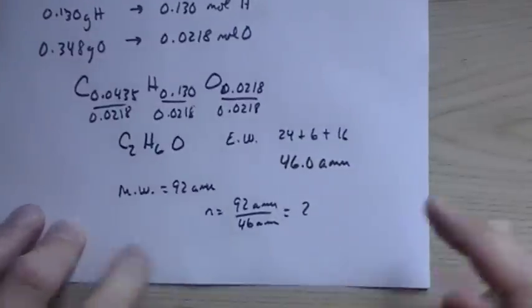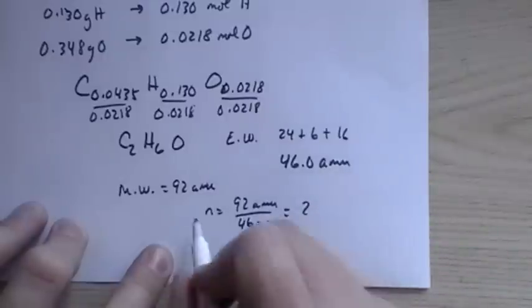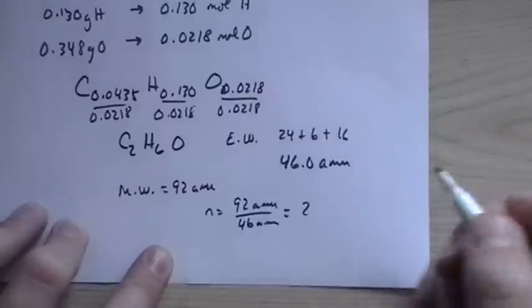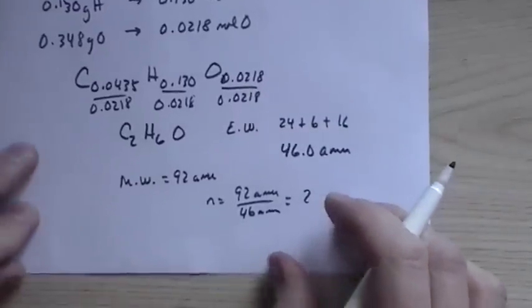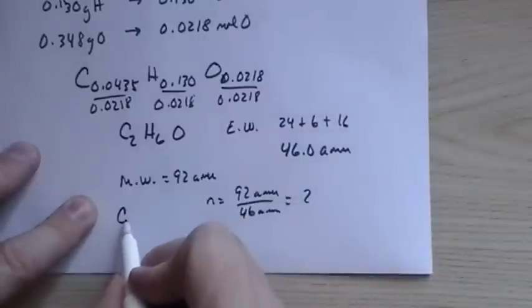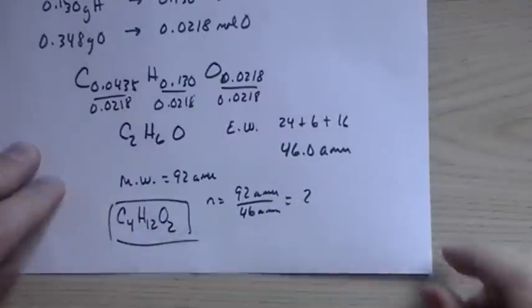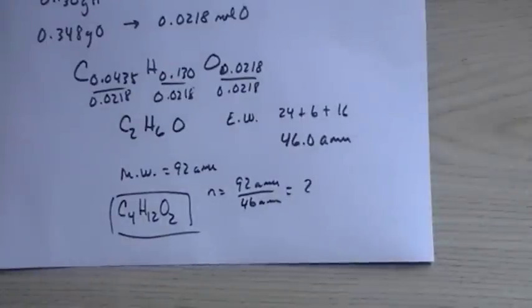As far as significant figures, I kind of let those go. But we're after a whole number, and 92 divided by 46.0 is still going to give us the integer 2. So this formula should be C4H12O2. We just multiply through the empirical formula by that number. And that is the deal.